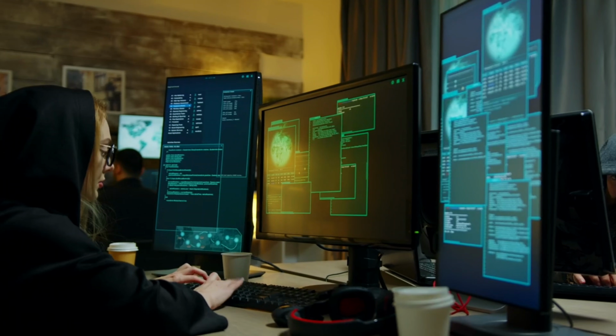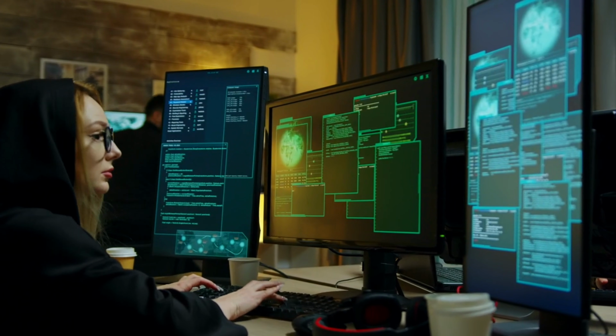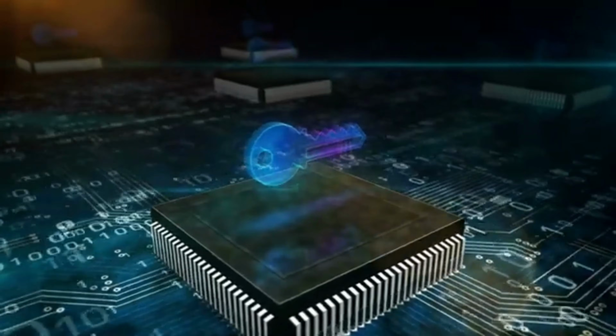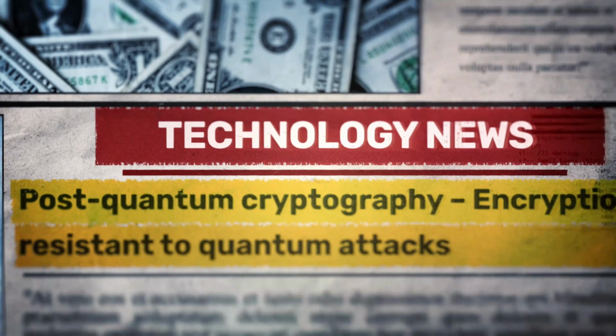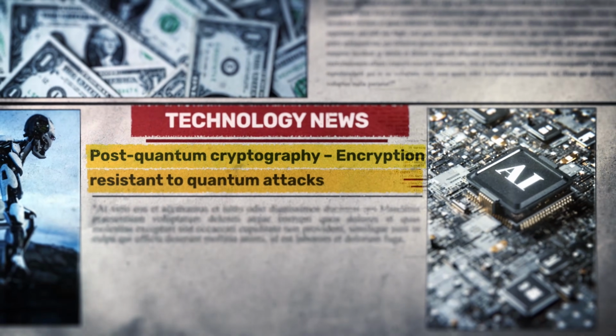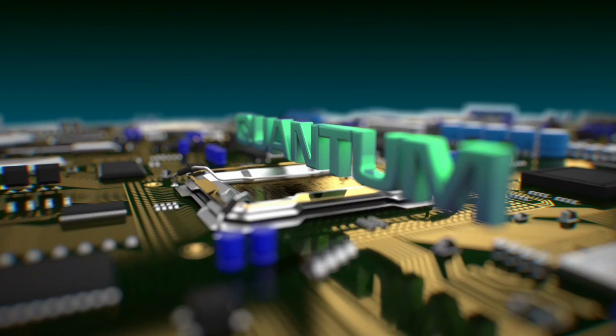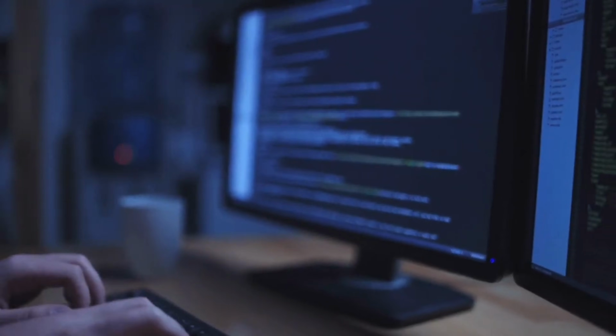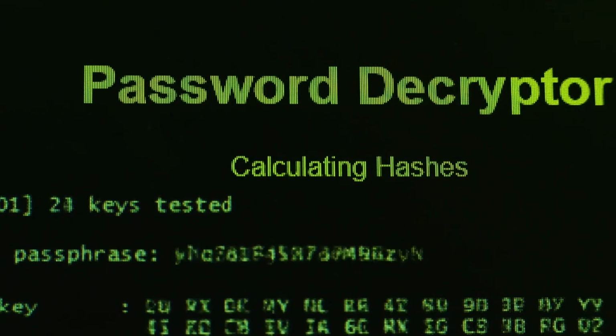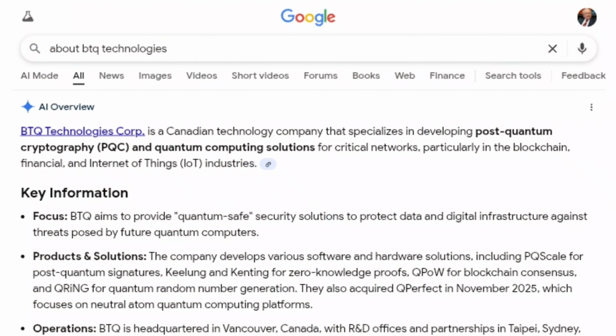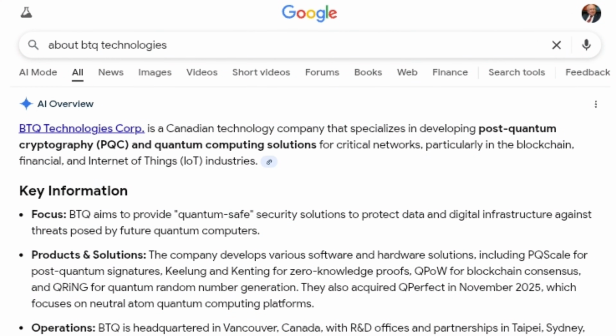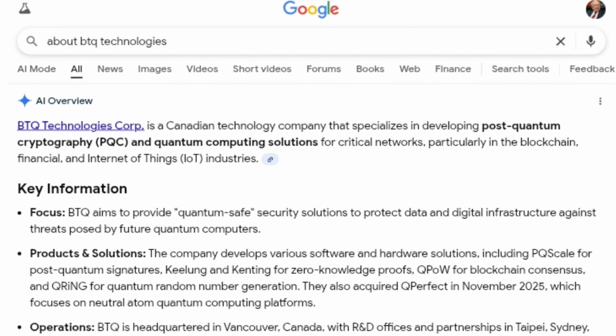The company operates in a field that is guaranteed to become critical to the future of global security, post-quantum cryptography. The world's entire digital security system is vulnerable to quantum computers. Once scalable quantum hardware arrives, today's encryption could be cracked in seconds. BTQ Technologies aims to build the infrastructure to protect global networks from this inevitable threat.